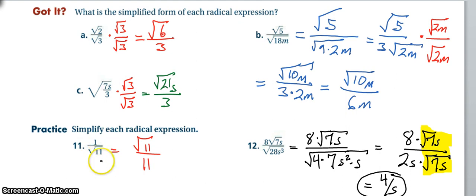Down here we just multiply by radical 11 top and bottom, which makes my top radical 11 times 1, or just radical 11, then this over 11. And over here we see that we end up with a radical 7s canceling out on both top and bottom.